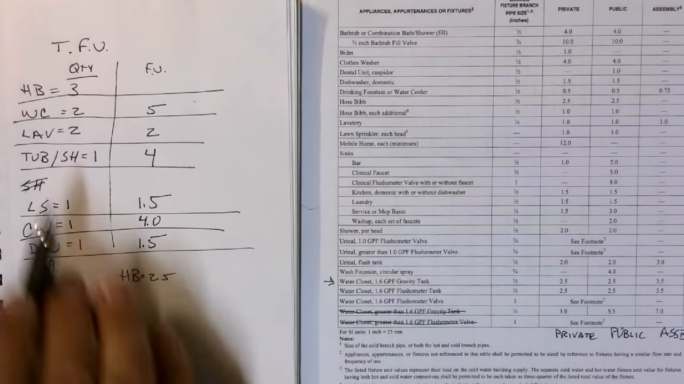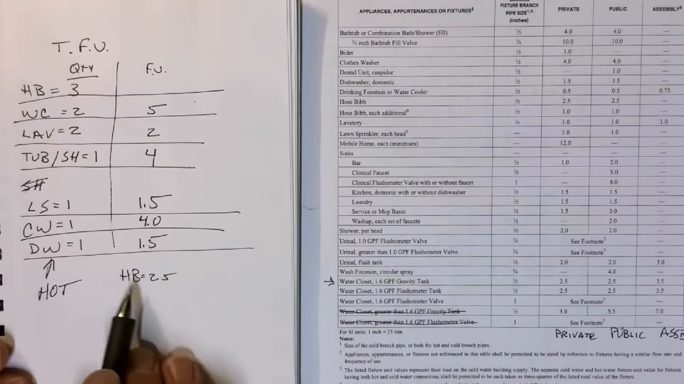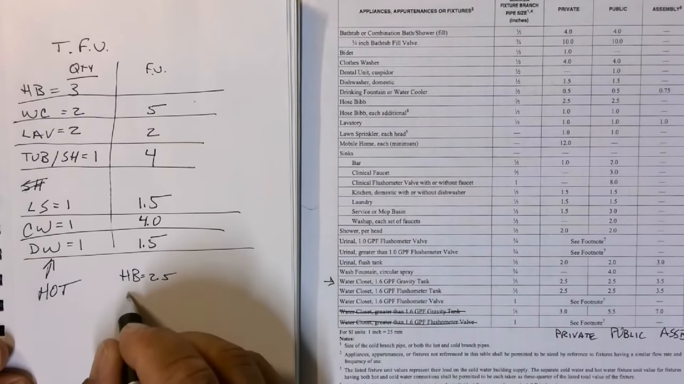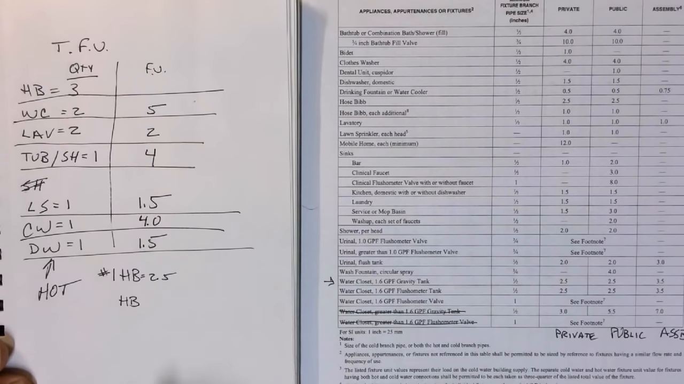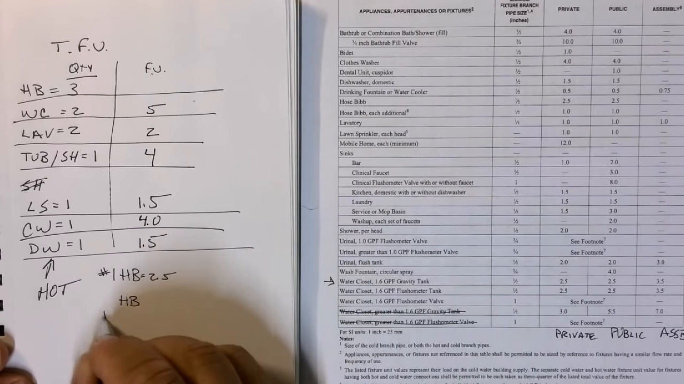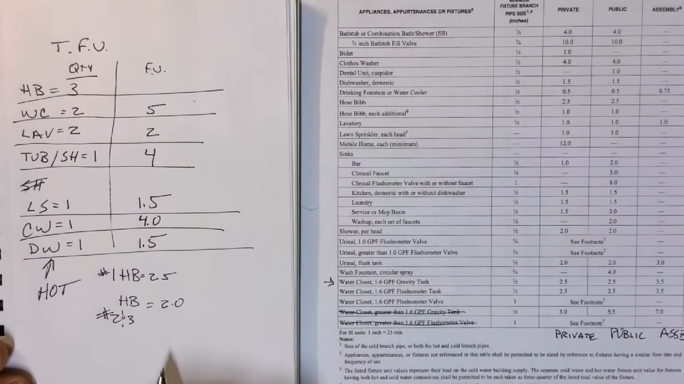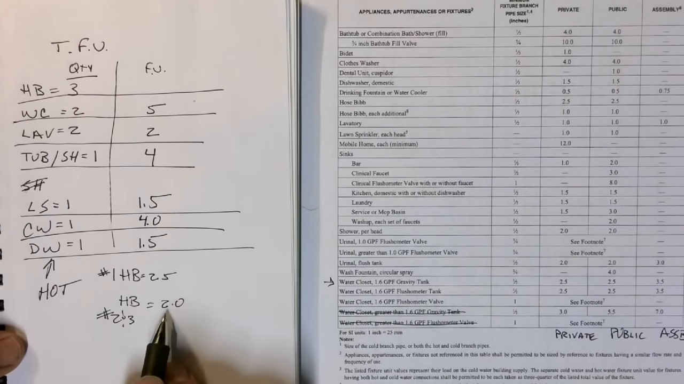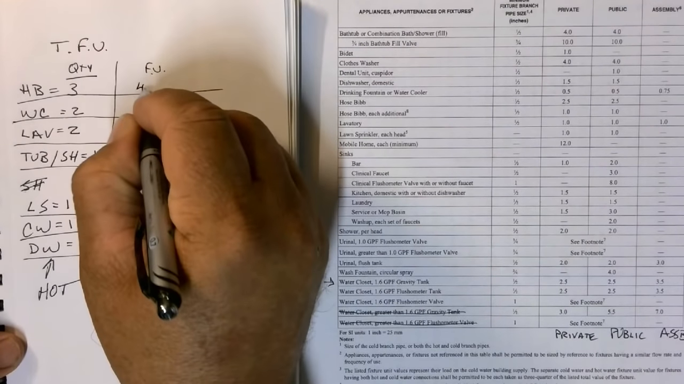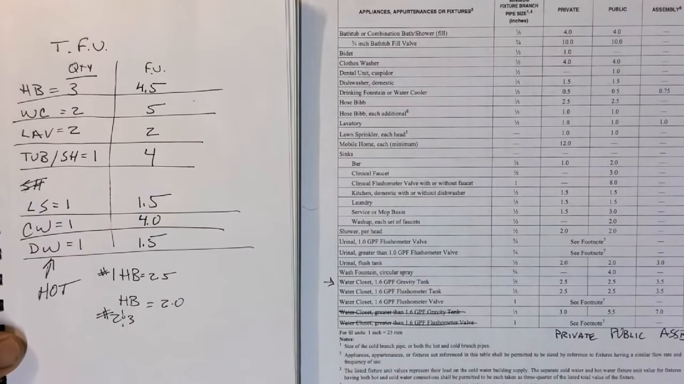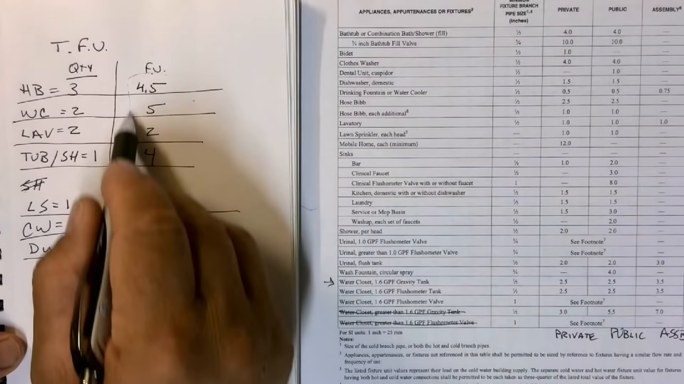So the first hose bib, because I have 3, the first hose bib's 2.5. The other two hose bibs. So we'll call this number 1 hose bib. And this is hose bib 2 and 3 is 1 apiece, so that's 2. So I have a total value of my hose bibs as 2.5 plus another 2, 1 per hose bib, of 4.5.